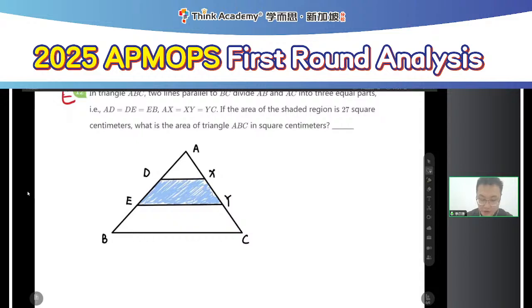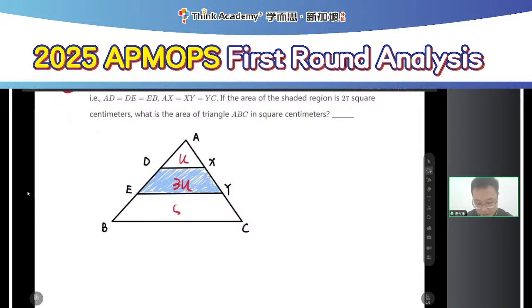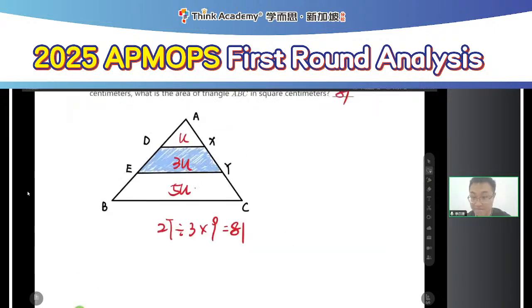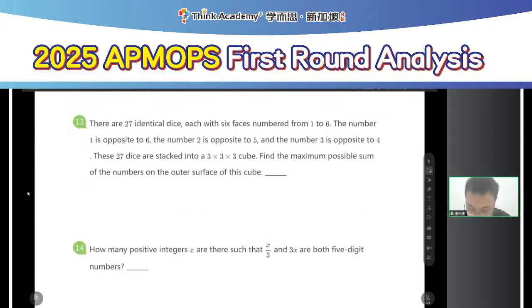The ratio between all of these is 1u, 3u, and 5u. So we just use 27 divided by 3, times 9, which is 81. This is the easiest, so this is an easy question. No doubt, right?